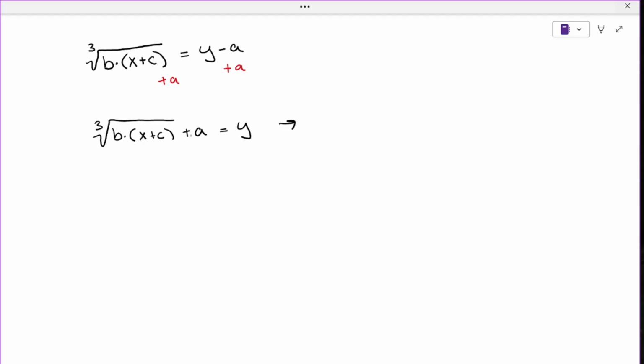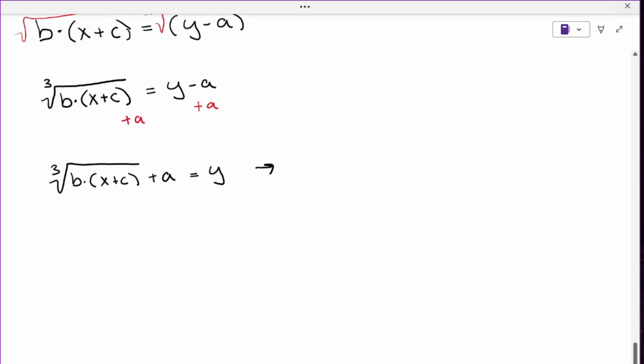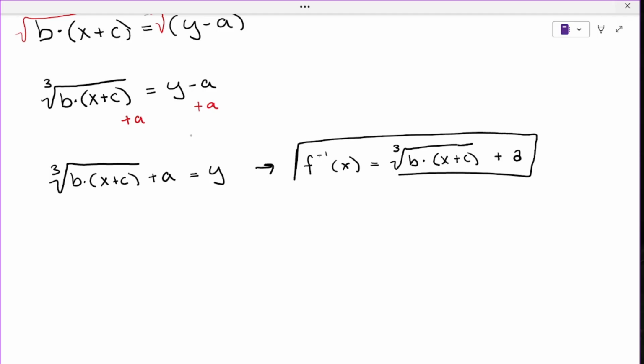And the last thing, remember, because we swapped the f of x for y at the beginning, we will just swap it back, but make sure that it's the inverse. So we have the inverse of f of x equals the cube root of b times, you can put this dot here or not, it's up to you, I'm going to leave it here just so it's very clear, (x plus c), we'll expand that root and then make sure that the a is outside of the root. And this is our final answer.